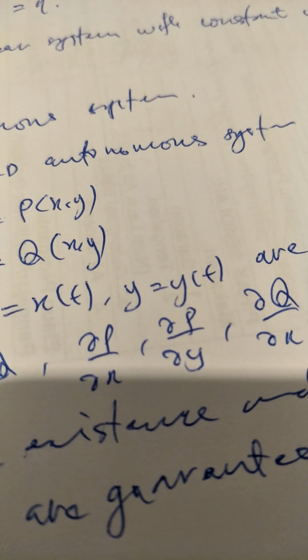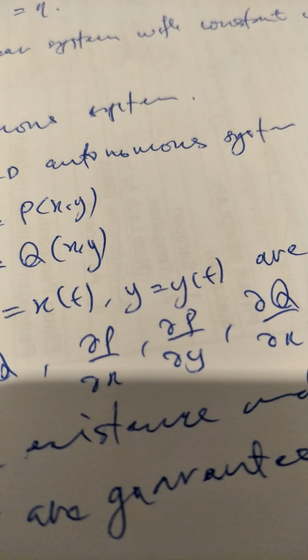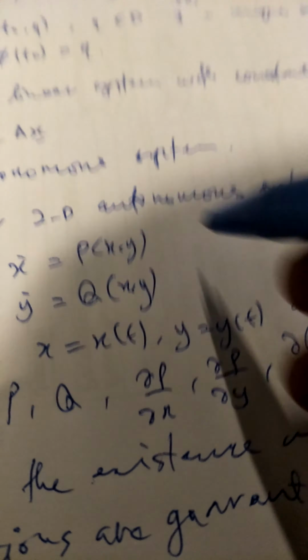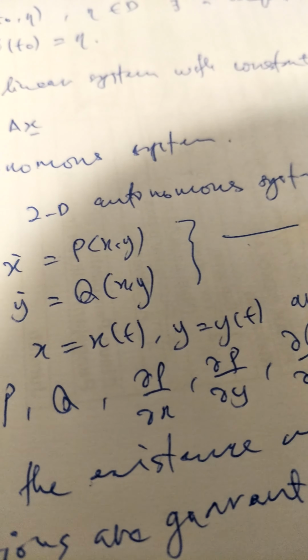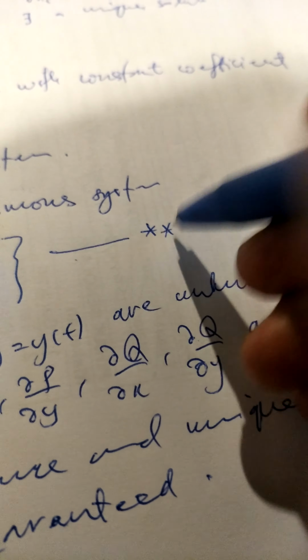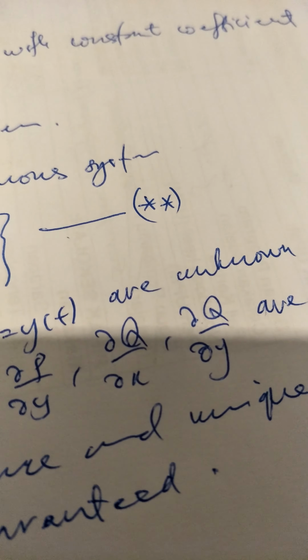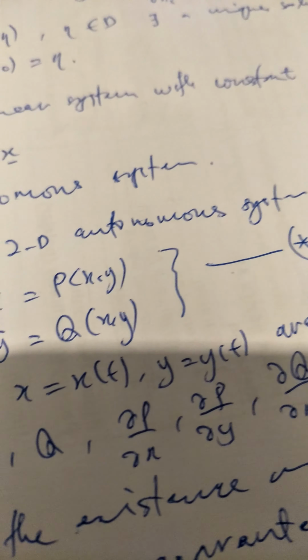Okay, so now let us see some of the theorems related to that system, the autonomous system. Let me call that system double star, because I'm going to refer to this system later on.